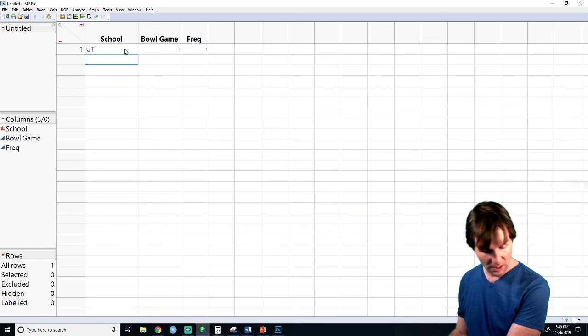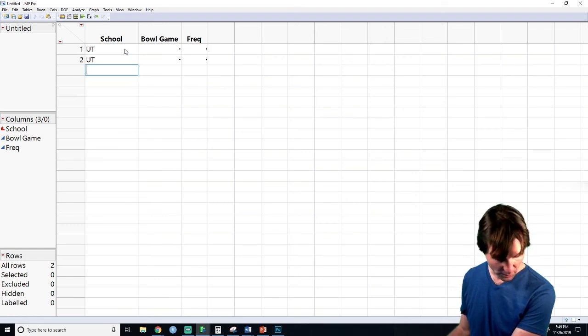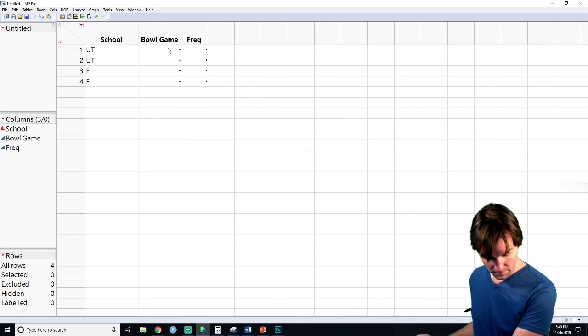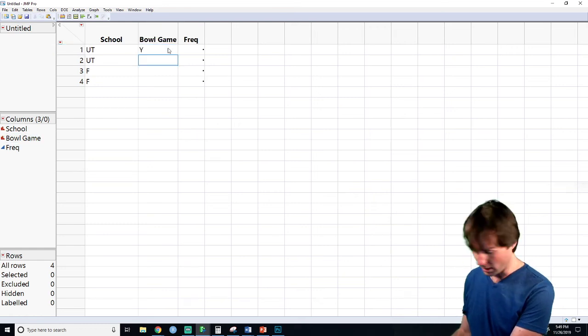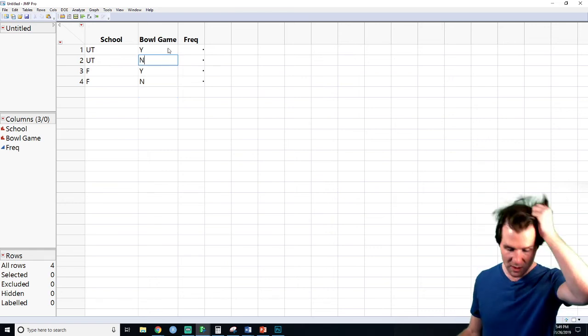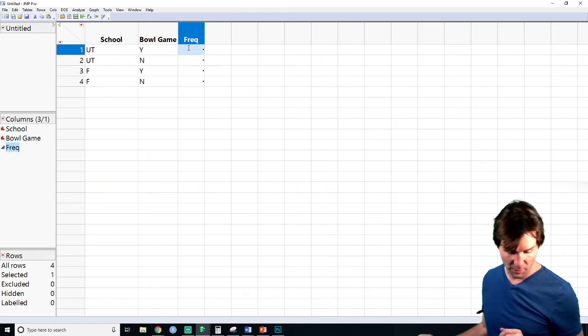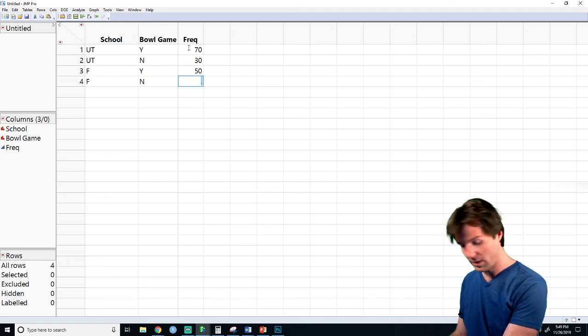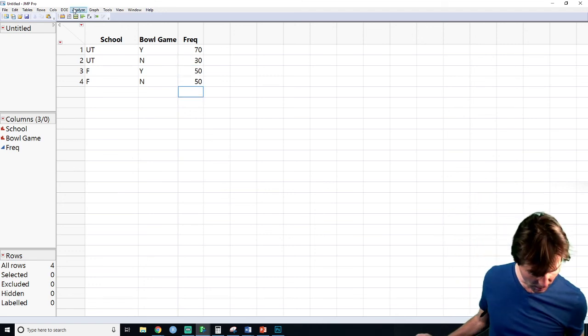We have school UT, Florida, Florida. Then we have bowl game, yes, bowl game, no, bowl game, yes, bowl game, no. And I think I said 70 UT students and 50-50 for Florida. So as long as I put in the right numbers right here, and then 50-50, and what do we notice?